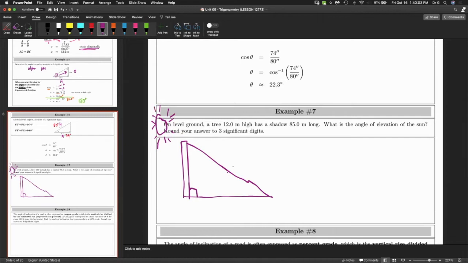Anyway, how tall is the tree here? It's 12. How long is the shadow? Here's the shadow. That's 85. So we want to find the angle of elevation. Is that this angle here? Is it the high angle or the low angle?